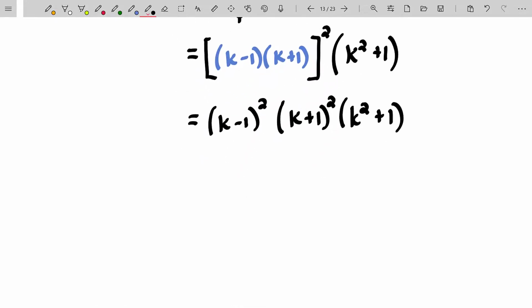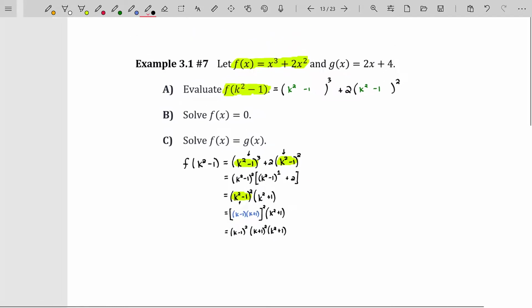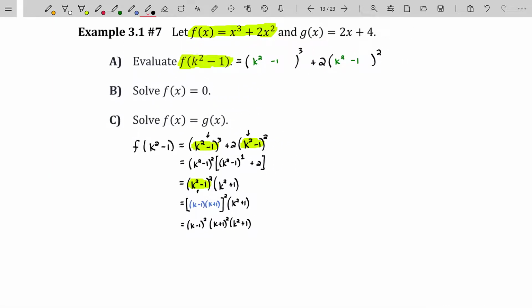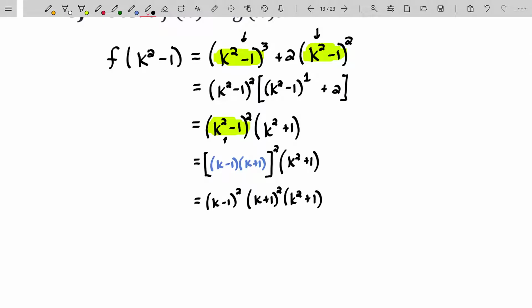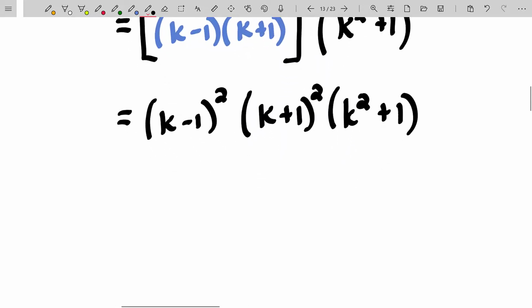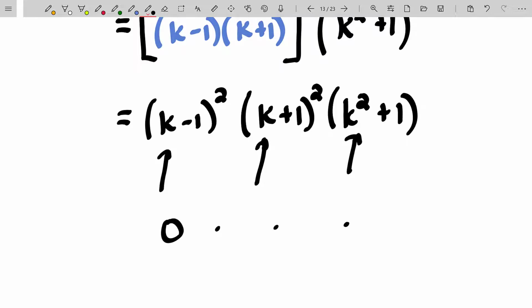There you go. Now you should read the original problem to make sure they didn't say something like multiply everything out, which they didn't. So this is a completely simplified version of f evaluated at k squared minus 1. I do want to tell you that this is actually a lot easier to work with than if you multiply it out. For example, if somebody said I need to find out what k of 1 is, I could just plug 1 in for k, and I would get 0 times I don't care, because 0 times anything is 0. So it's very nice to have the factored forms here. They really do speed up computations.